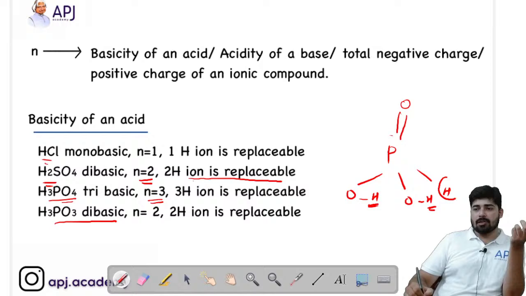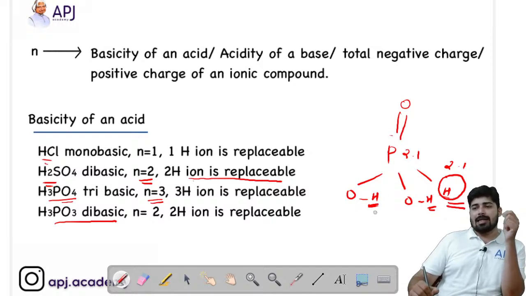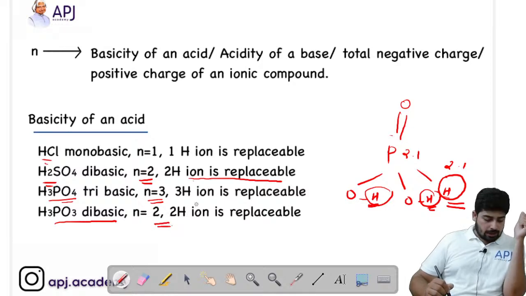But this hydrogen is not acidic since the electronegativity of hydrogen is 2.1 and phosphorus is also nearly equal to 2.1. There is not much difference in electronegativity, so this hydrogen is non-acidic. It cannot be replaced. That means H3PO3 consists of 2 acidic hydrogens, so its valency factor is equal to 2. So these are the values you have to learn.